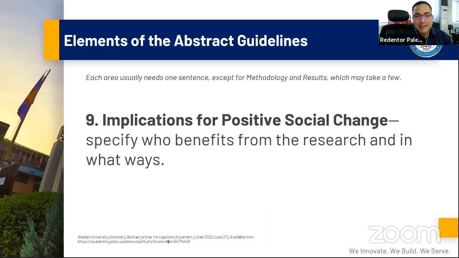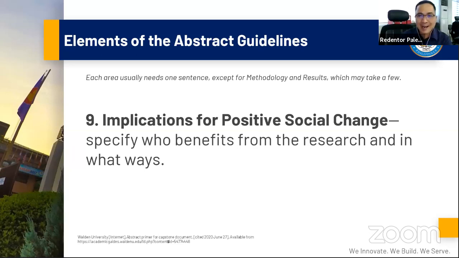And number nine, of course, we have the implications for positive social change of the paper. Who will benefit, and what would be the contribution of this paper to the community, or what purpose for social change. So those are the abstract guidelines I have presented to you, nine based on the primer presented by the Walden University capstone document writing.